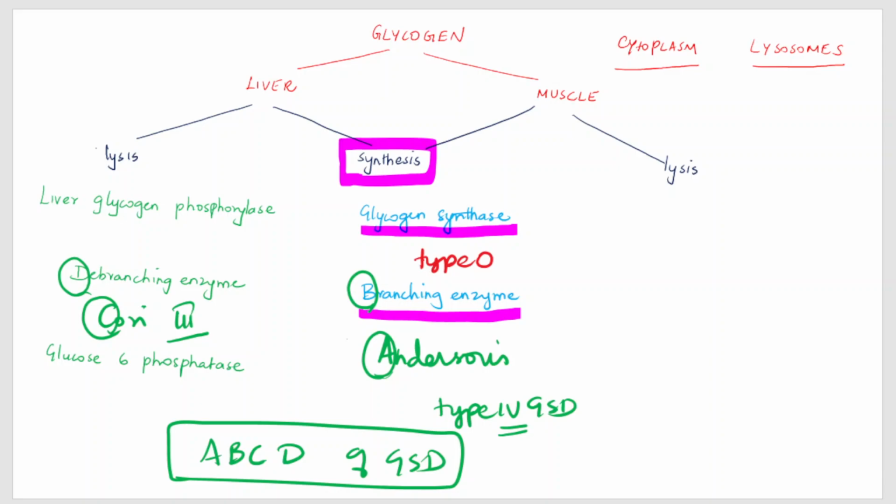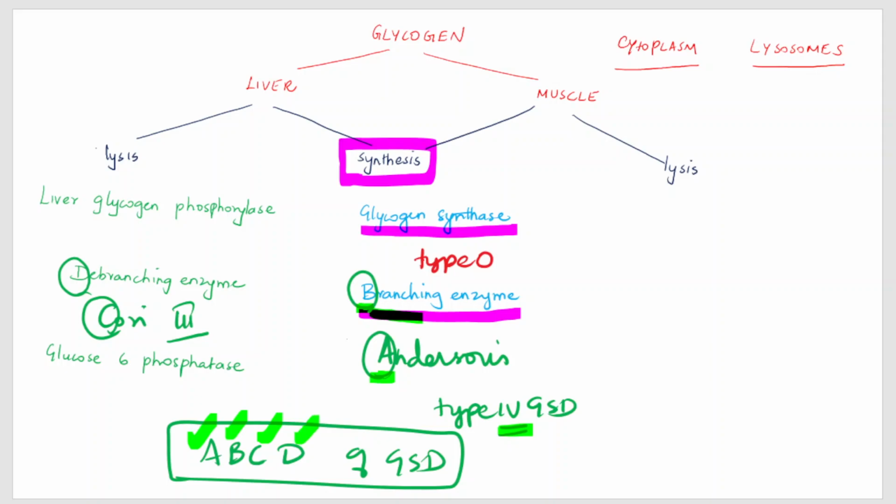defective enzymes of glycogen synthesis. The main enzyme is branching enzyme. Branching enzyme, B goes with A. So Anderson's, which is type 4, is due to deficient branching enzyme. So what is the ABCD? Anderson for defective branching enzyme, Cori's due to defective debranching enzyme, right?